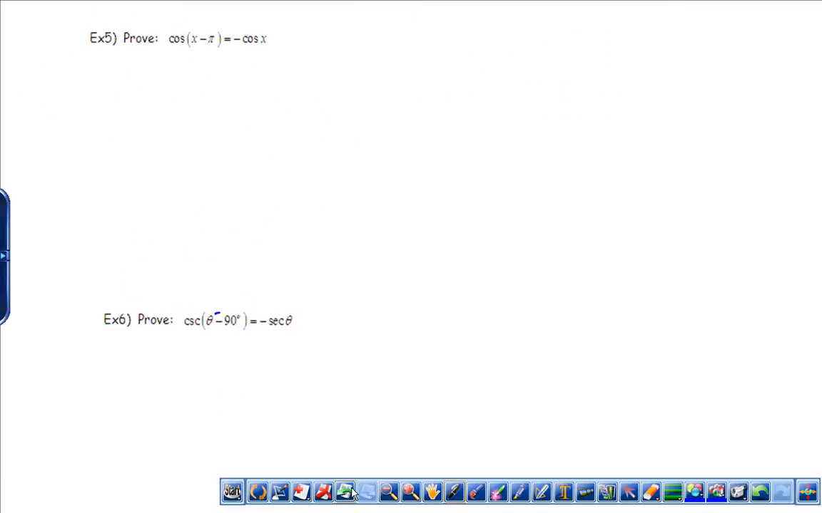Okay, on example 5. Still using those properties on the bottom, it says cosine of x minus pi. I'm going to prove this. So again, you can pick either side. I'm going to pick the left side because it's more complicated. But again, I'm still using those composite arguments on the bottom of the page. So this is an A minus B format. So it looks like the formula is going to be cosine of x times cosine of pi plus sine of x times sine of pi.